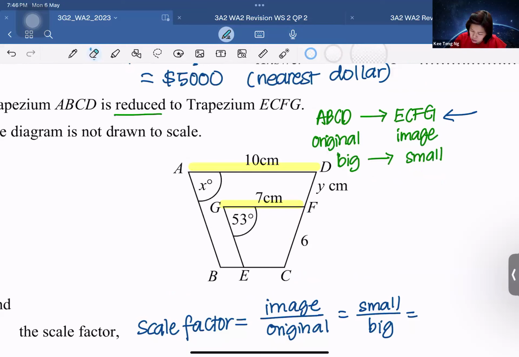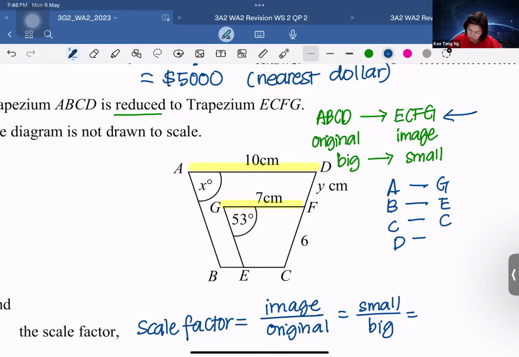This one should be A, B, C, D matching with G, E, C, F. So the way the teacher wrote the question is not correct. This should be G, E, C, F. Can you please change? This is not correct. So we should match it accordingly.